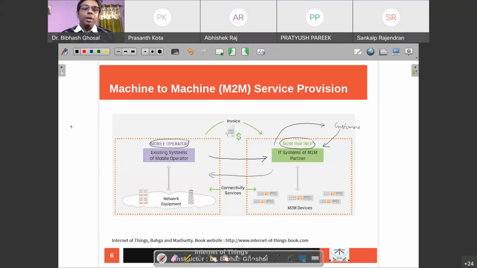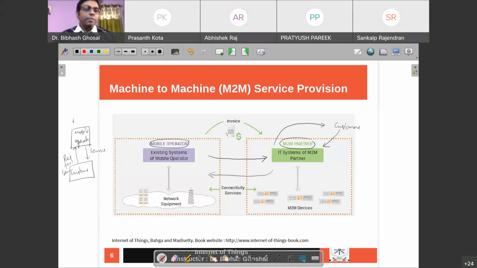So normally what happens in case of a usual mobile operator is, as a customer, you put your request, this is the request of service you put, and all services are provided by the mobile operator.